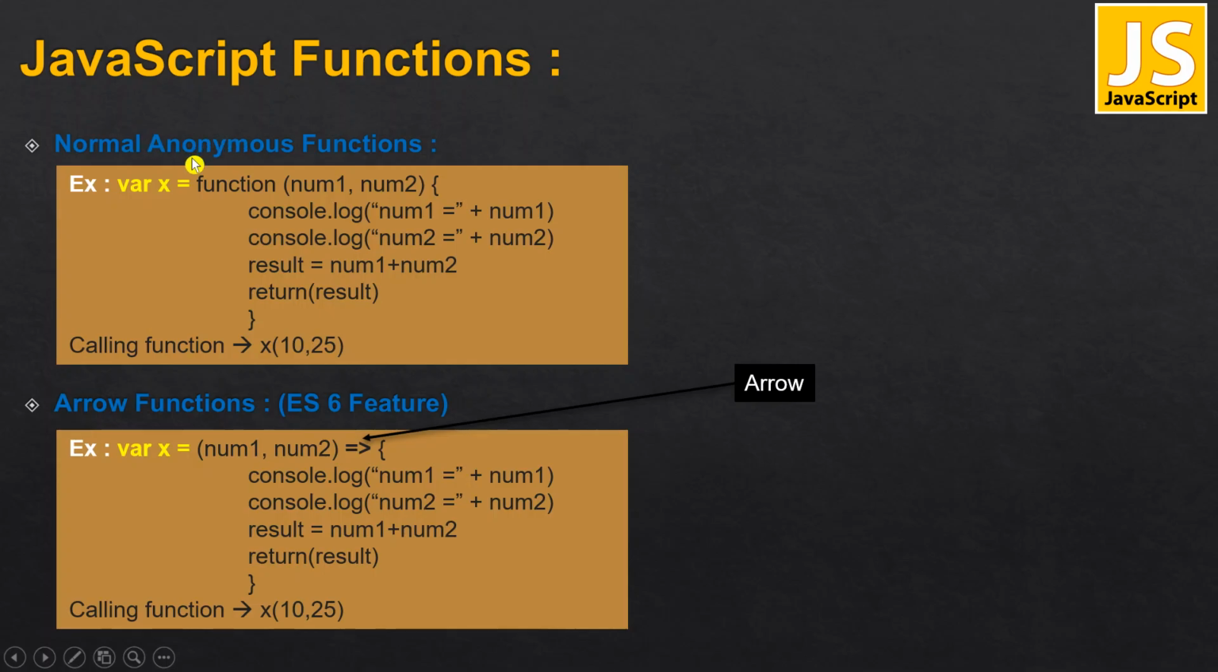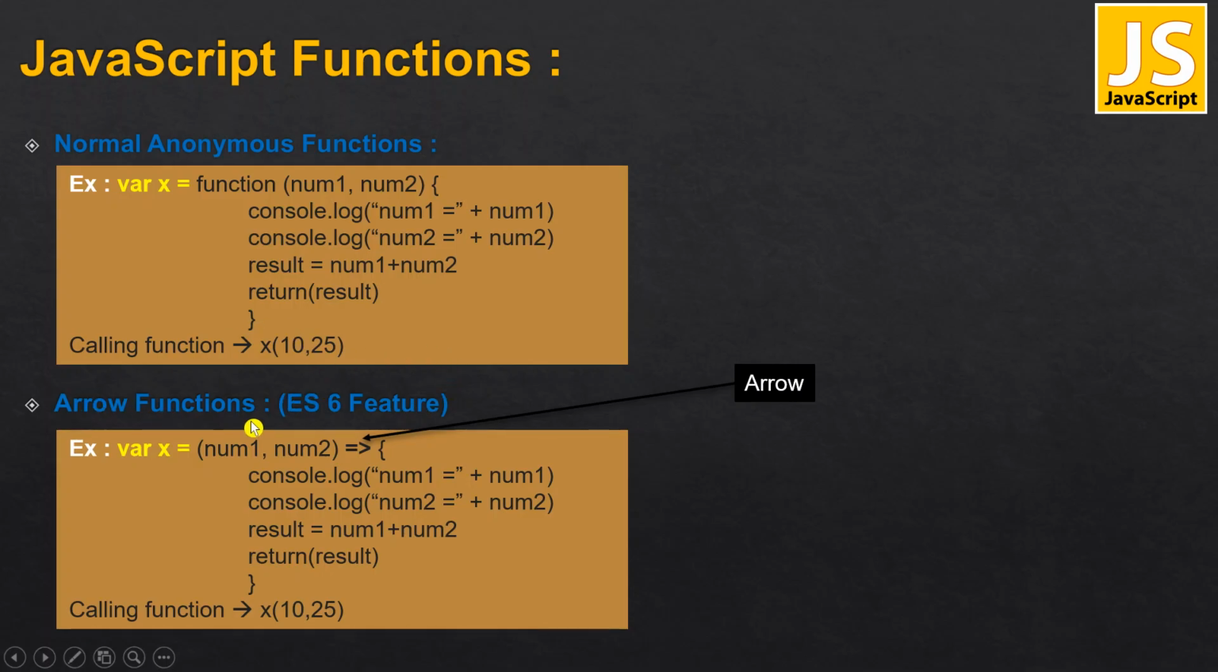Okay, now if you want to further simplify these anonymous functions for the sake of conciseness, so you don't want to type the function keyword and all these things, so for the purpose of making the code more concise, that is, shortened, in the ES6 standard release of JavaScript, one new feature was added, friends. That is called arrow functions.